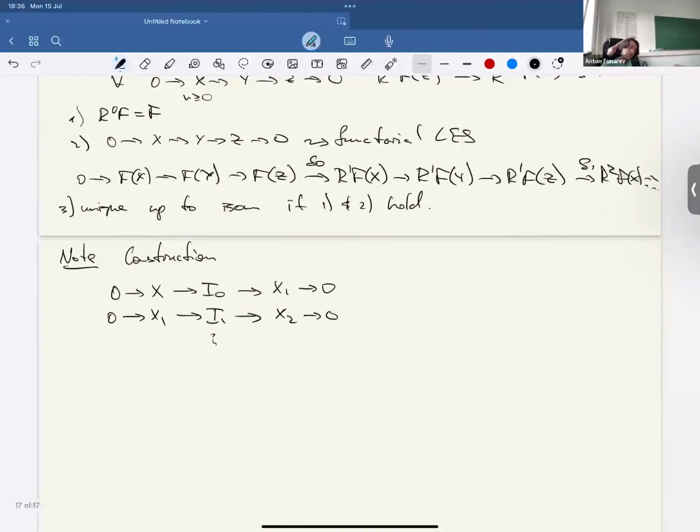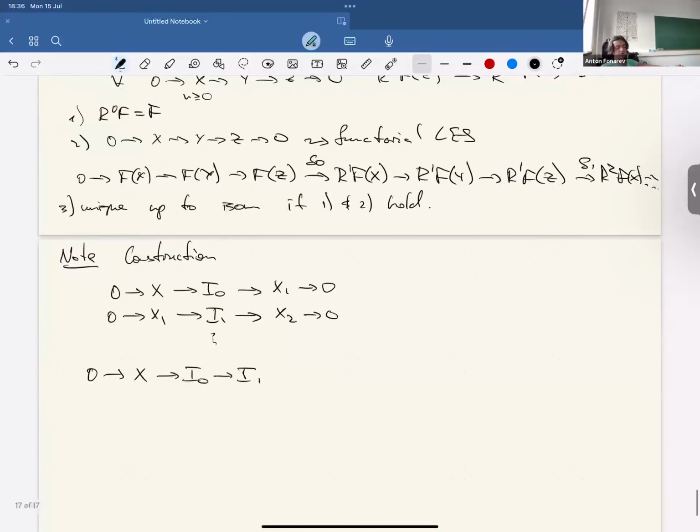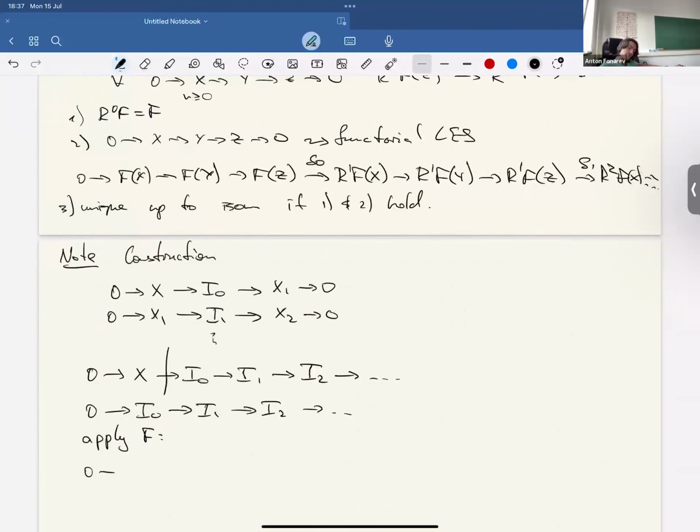So what you get is a long exact sequence of the form X, I0, I1, because the quotient embeds into I1. Now the cokernel of this map is X2, and X2 embeds into I2, etc. Now you take X and look at I0, I1, I2, etc. Then you apply f, which gives f of I0, f of I1, f of I2, etc.